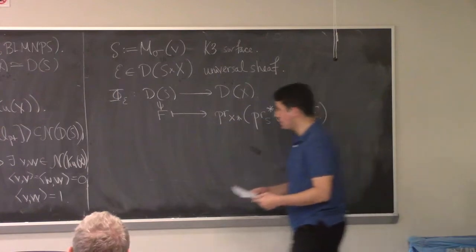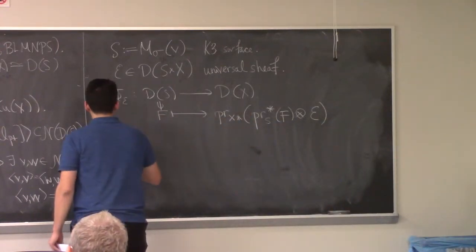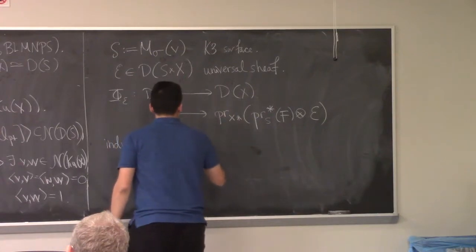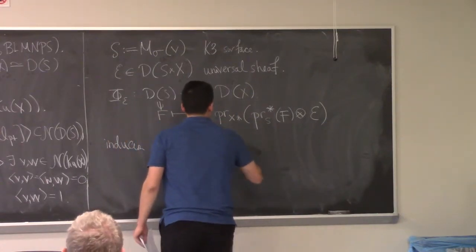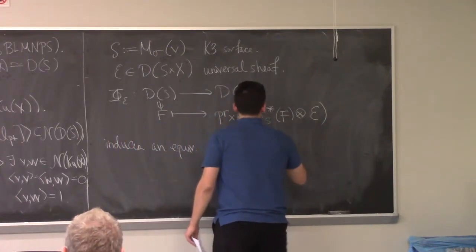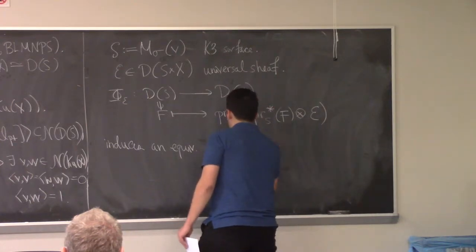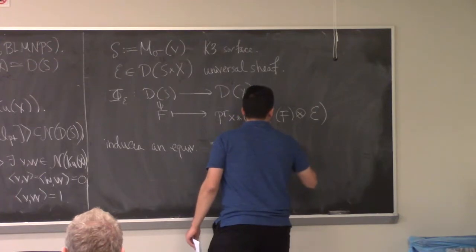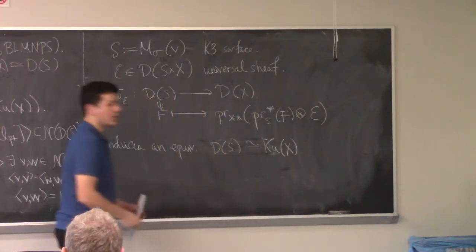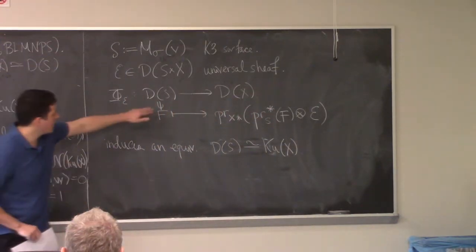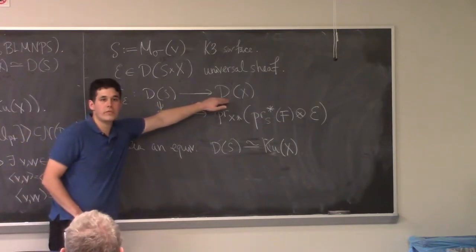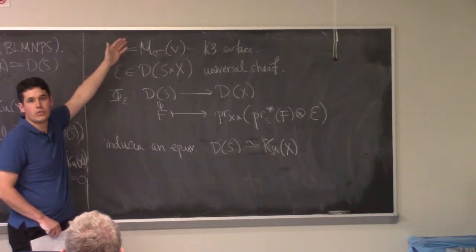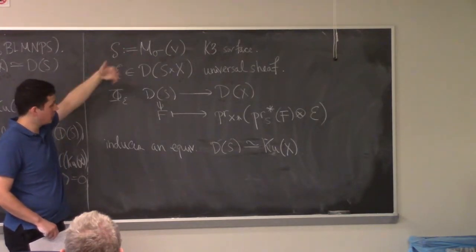And the statement is that this induces an equivalence of D of S with Q of X. So there's basically two ingredients for proving that. The first is that this actually lands inside of Q of X. That's because this is parameterizing objects in Q of X. So that follows immediately.